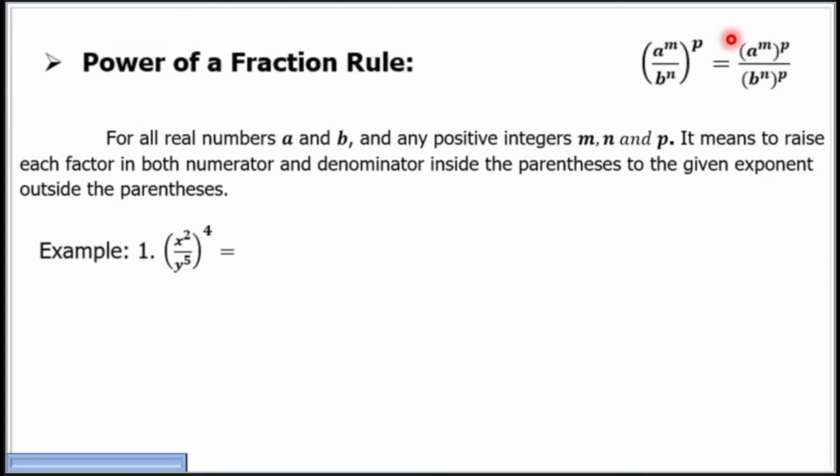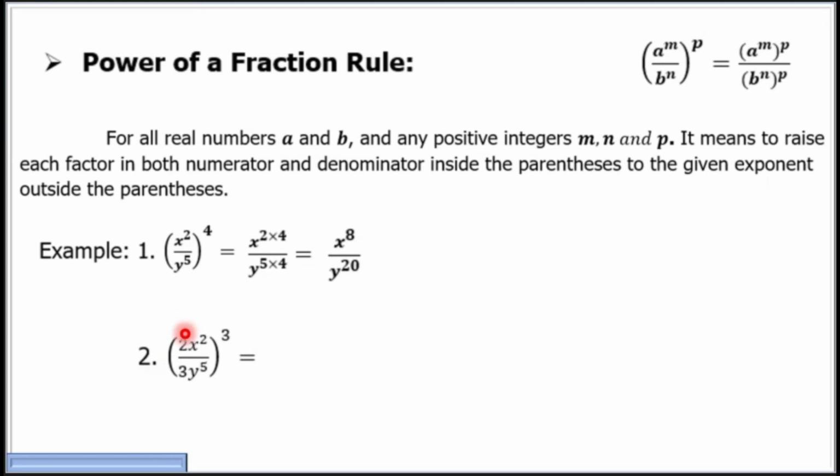Example, aron masabtan. The quantity of x squared over y raised to the power of 5 raised to the power of 4. Tagsa-tagsa gihapon. Distribute nimo diha, distribute nimo diri sa denominator. So, this will become x raised to the power of 2 times 4 over y raised to the power of 5 times 4. So, sayon ra. Next, atong i-multiply. 2 times 4 is 8, 5 times 4 is 20. So, we have the answer of x raised to the power of 8 over y raised to the power of 20. Okay.